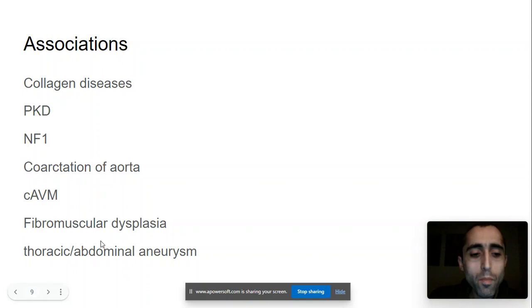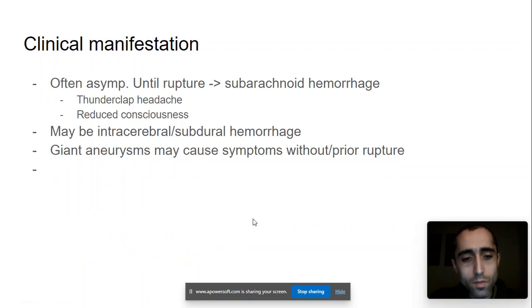Now you can see here part of the associations. I didn't give all of them, but you can see collagen diseases like Marfan, maybe Ehlers-Danlos type 4. You can see polycystic kidney disease, which is related to Berry aneurysms, neurofibromatosis type 1, coarctation of the aorta, and you can see the other things, the aneurysms in the abdominal aorta, I think I meant to say.